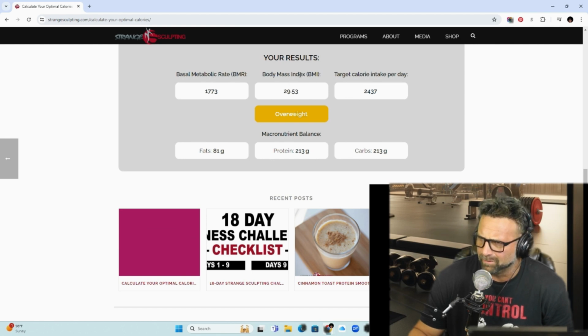Body mass index. What is body mass index? It's basically an index that tells you if you're overweight, underweight, obese. And it's pretty good for the masses. It's not a bad index.